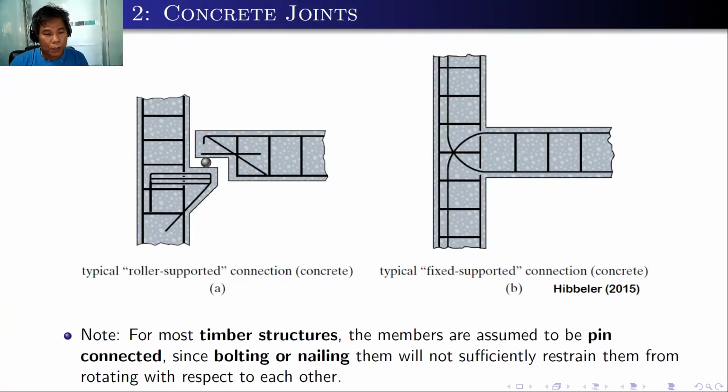For the concrete joints, the first diagram is a typical roller supported connection for concrete, and the other one is a typical pin supported connection for concrete. As you can see, we have the reinforcement for the columns and for the beams. So the beam is rigidly connected to the column. Also, aside from the metal and concrete joints, in most timber structures, the members are assumed to be pin connected since bolting and nailing them will not sufficiently restrain them from rotating with respect to each other.